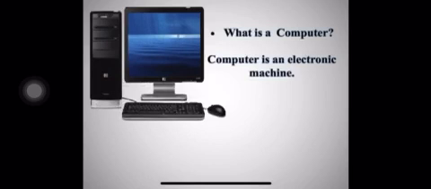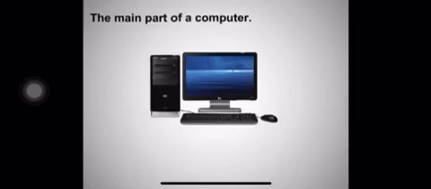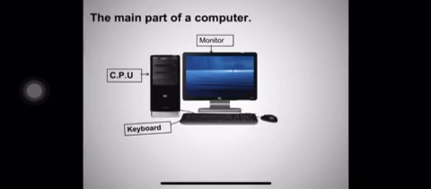Let us learn the main parts of a computer. The first one is the monitor. The screen of the computer is known as the monitor. Then comes the CPU. The big black box towards your left hand side is known as the CPU. Down comes the keyboard. The keyboard has many buttons on it. Lastly is the mouse. It has 2 buttons and a rolling ball.